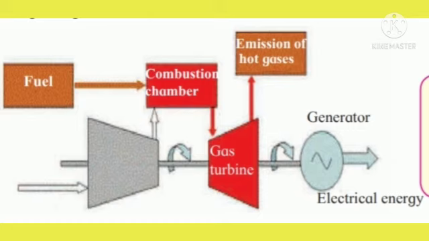Pressurized air is introduced into the combustion chamber using a compressor. In the combustion chamber, the natural gas burns in the presence of the air. The gas at very high temperature and pressure generated in this chamber runs the turbine. The turbine then drives the generator to produce the electricity.